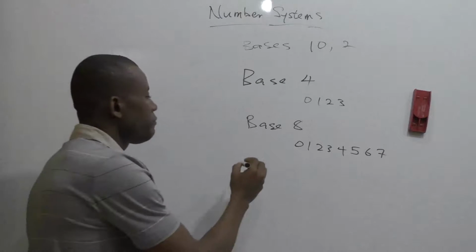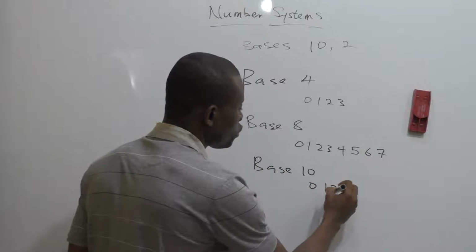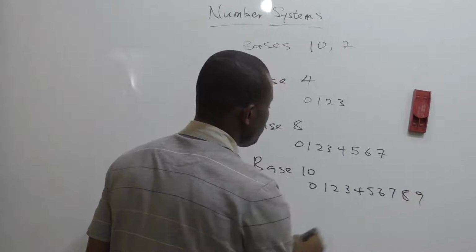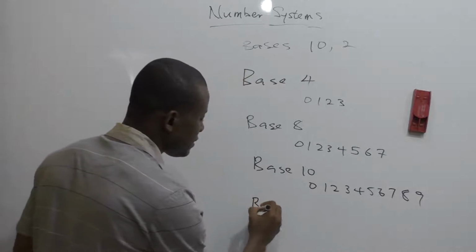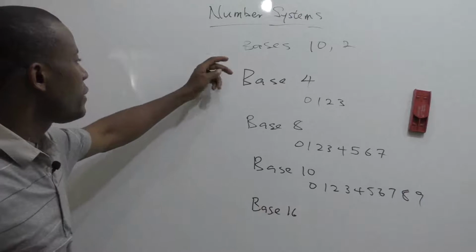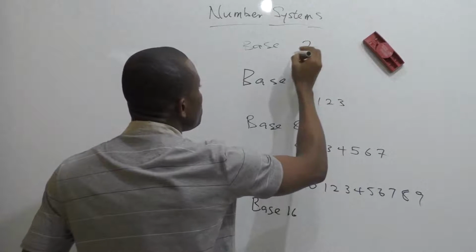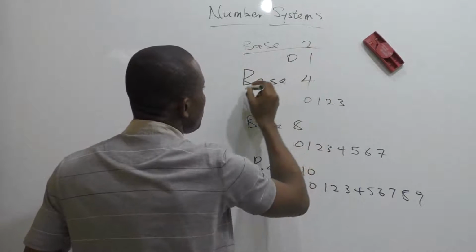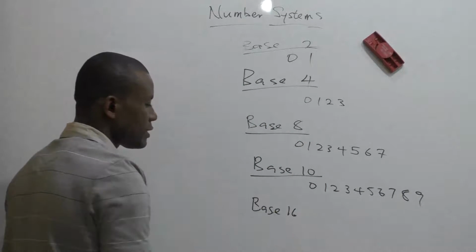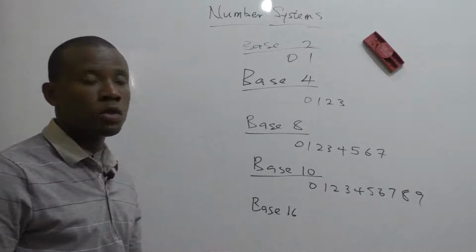And then we have base 10. I've mentioned the 0, 1, 2, 3, 4, 5, 6, 7, 8, 9. And then we have base 16. Let's make it clear. Base 2 uses 0 and 1. Base 4 uses 0, 1, 2, 3. Base 10 uses 0 to 9. Base 16. Does it use 0, 1, 2, 3, 4, 5, 6, 7, 8, 9, 10, 11, 12, 13, 14, 15, 16?